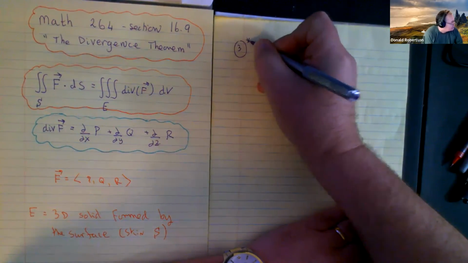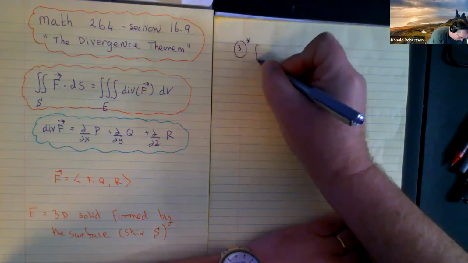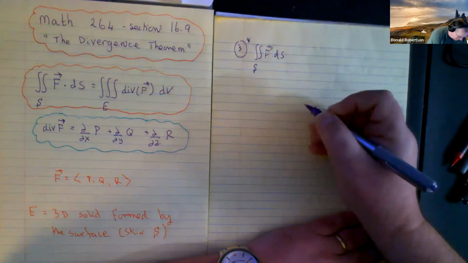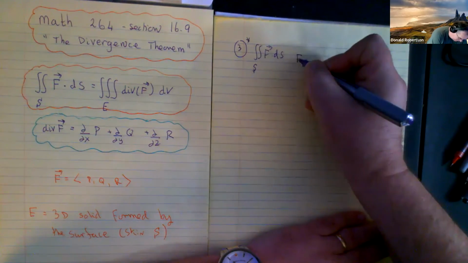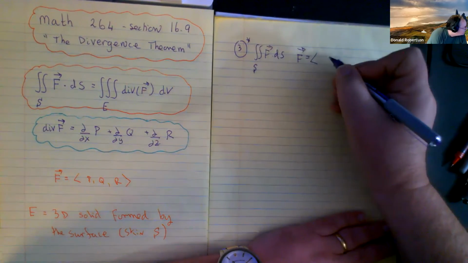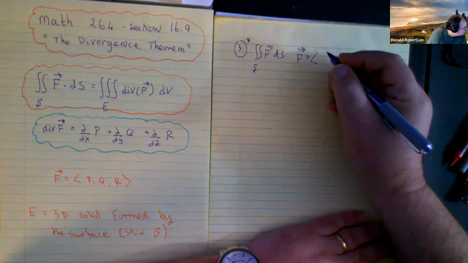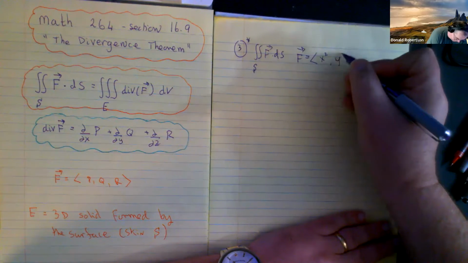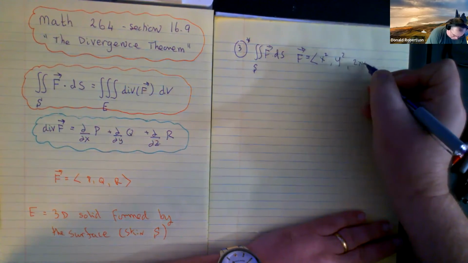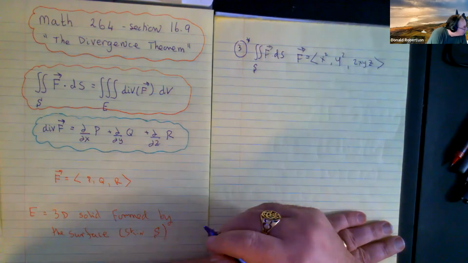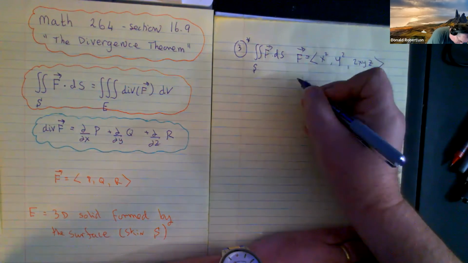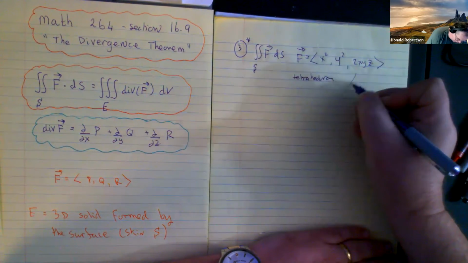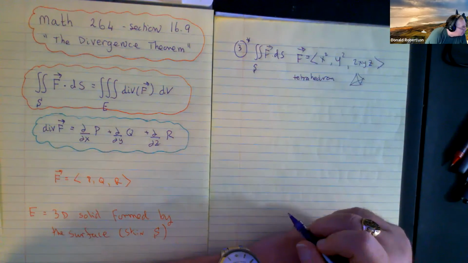The next one is the same basic issue, find that guy. In this case, the vector field is going to be x squared, y squared, 2xy, z. And we're told that it's a tetrahedron, which is basically one of those shapes, a triangular pyramid.